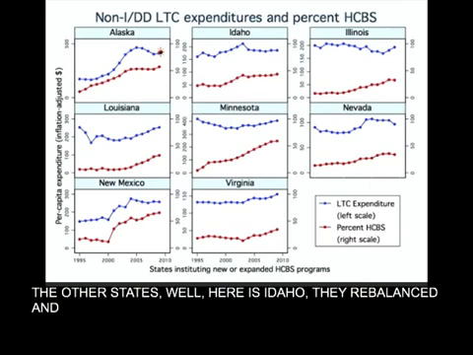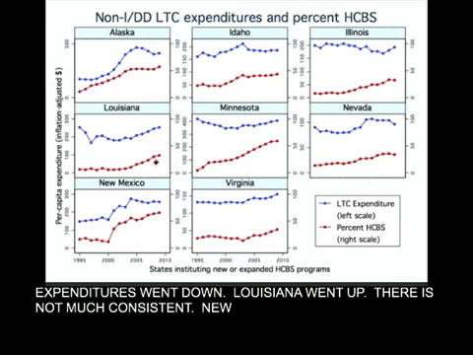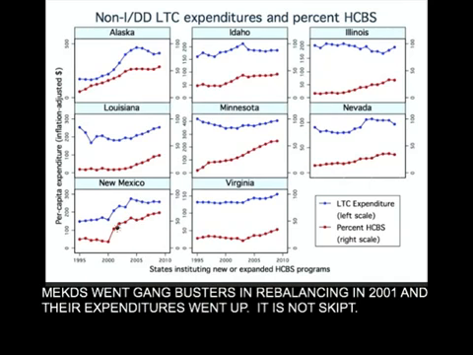And in these other states, well, here's Idaho. They rebalanced and their expenditures went up. Here's Illinois. They rebalanced and their expenditures went down. Louisiana did a little rebalancing and theirs went up. So, you know, there's not much consistent here. New Mexico went gangbusters in rebalancing starting in 2001, and their expenditures went up.